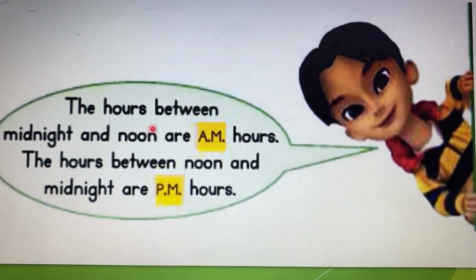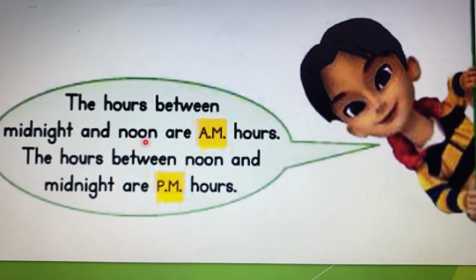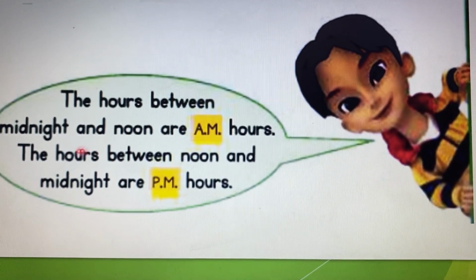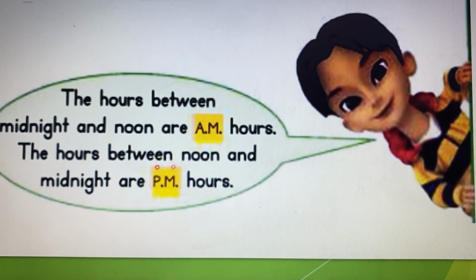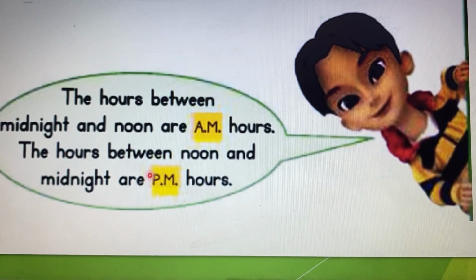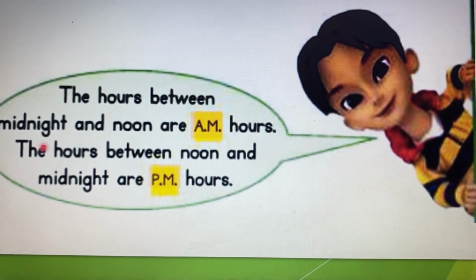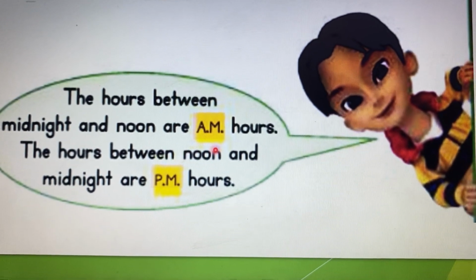Now, the hours between midnight and noon are a.m. The hours between noon and midnight are p.m.